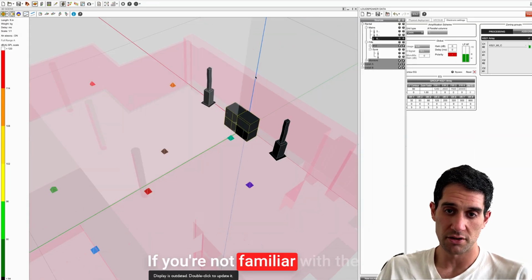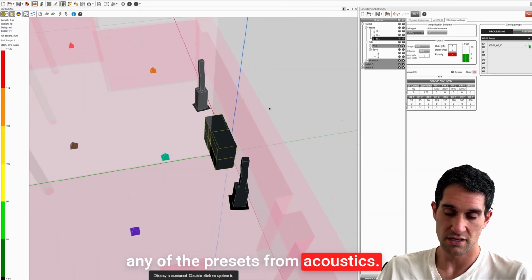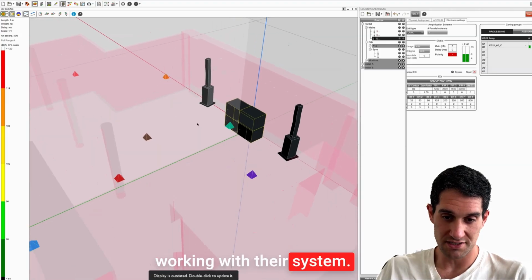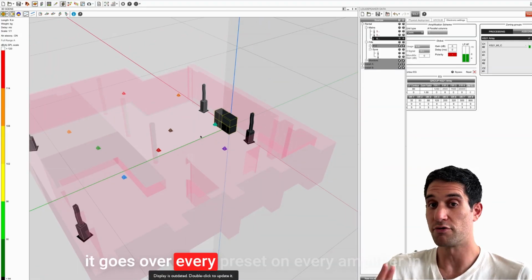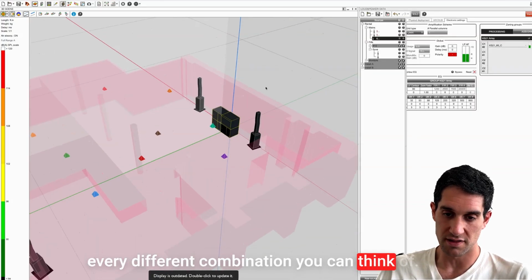If you're not familiar with the different subwoofer presets or any of the presets from L-Acoustics, they have an amazing guide. It's like the Bible for working with their system, and it's one of the most frequently used documentation resources. It goes over every preset on every amplifier and every different combination you can think of.